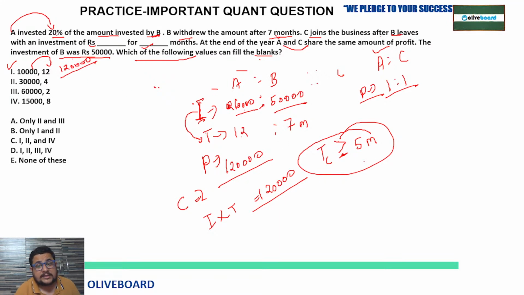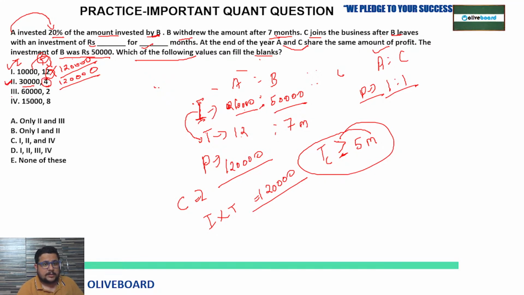But you need to check this time limit also. This is investment and this is time. Time can be less than or equal to 5 months, but here 12 months, which is not possible. Now see here, second: 30,000 multiplied by 4 is also equal to 1,20,000, which is possible because the time limit is under the condition.